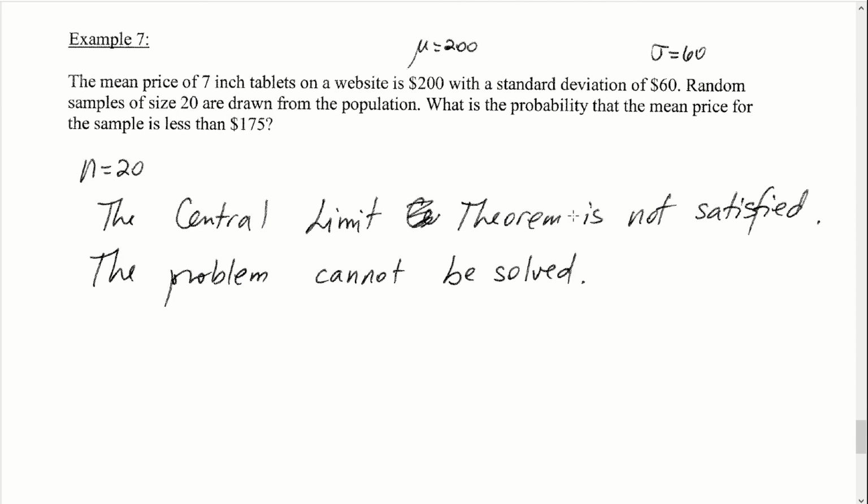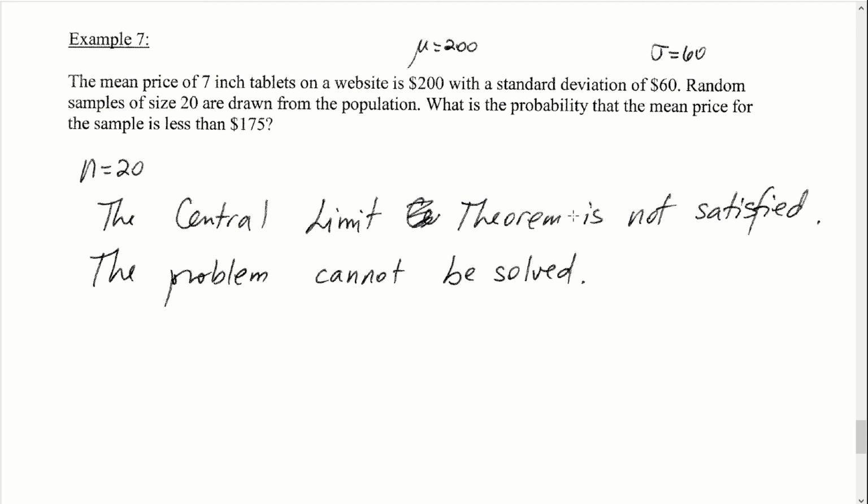We have one last question in this section. This is example 7. This is kind of a cautionary tale, if you will. They tell us that the mean price of 7-inch tablets on a website is $200 with a standard deviation of 60. Random samples of size 20 are drawn from the population. What is the probability that the mean price for the sample is less than 175?